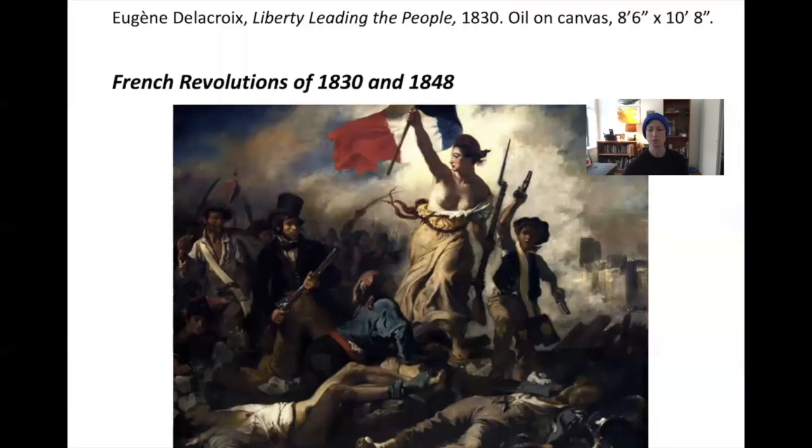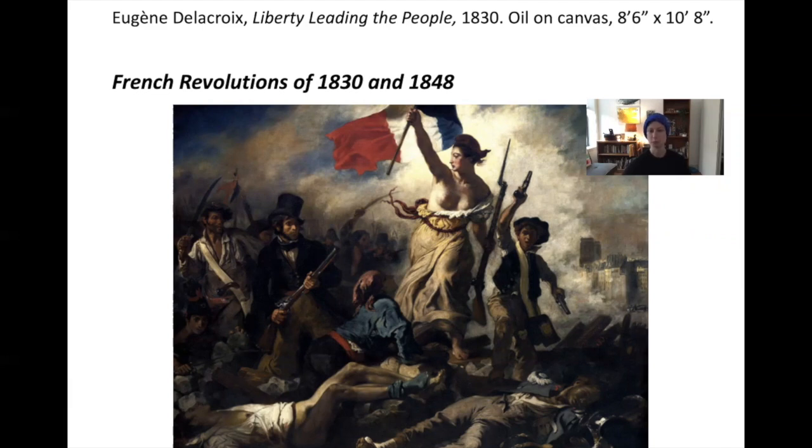Romantic artists also created artworks that reflected contemporary politics and events. And with violent revolutions in France in 1830 and 1848, there was plenty of material to draw from. Here, Delacroix is depicting an event from the July Revolution of 1830, an event that replaced King Charles X with Louis Philippe I, who was called the Citizen King.